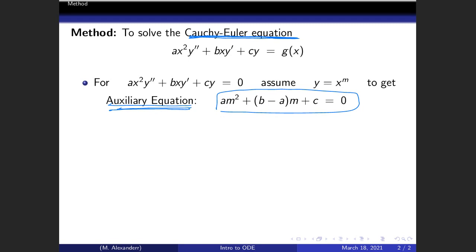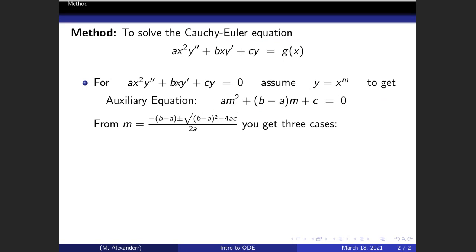Now that we have that equation, how do we solve this quadratic equation? We need to figure out what the value for m is. And so what we do is we look at the quadratic formula. If you were to plug the correct numbers into the quadratic formula, this is what it would look like. Depending on what you have under the square root, which is called the discriminant, you're going to get three cases.